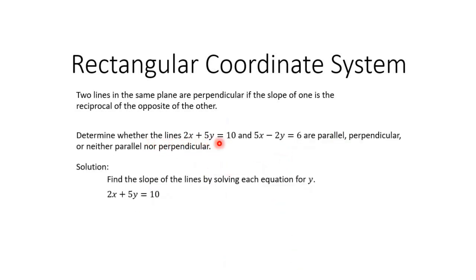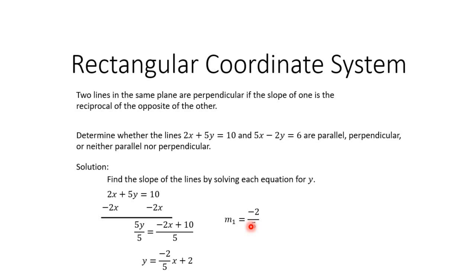So we're going to determine whether these lines are parallel, perpendicular, or neither. First we're going to find the slope of this one by solving it for y. So I subtract 2x from both sides. The 2x's cancel on the left, leaving just 5y is equal to negative 2x plus 10. Then I'm going to divide both sides by 5. It leaves me with the equation y equals negative 2 over 5x plus 10 over 5, where 10 over 5 is just 2. So the slope of the first line is negative 2 over 5.